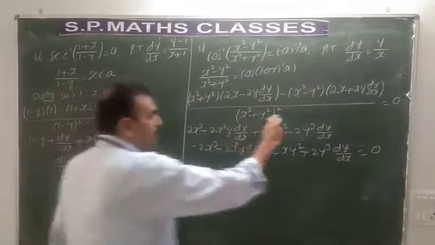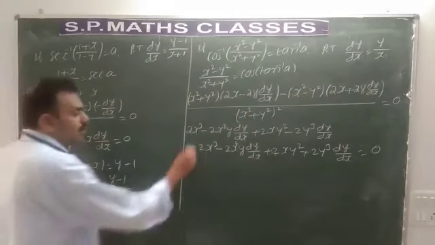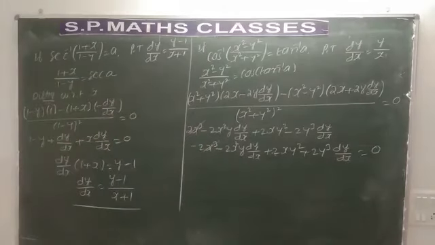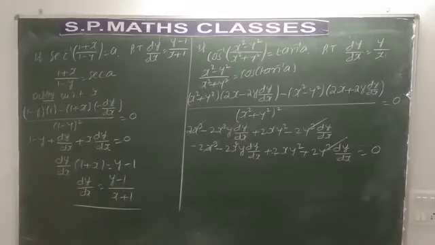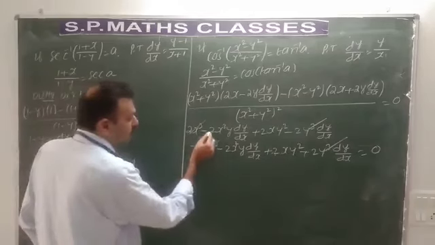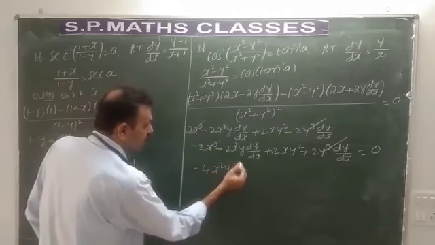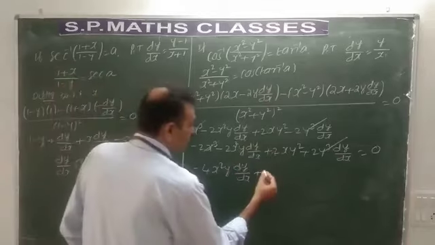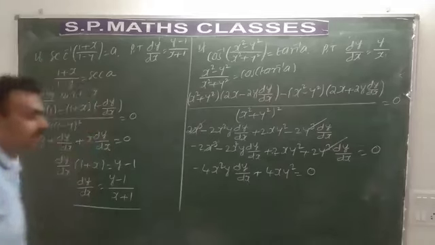See, this (x squared plus y squared) the whole square, when cross multiplied, becomes 0. So what happens now? 2x cube cancels. Then minus 2y cube plus 2y cube cancels. So what are the remaining terms? Take minus 2x squared y minus 2x squared y, minus 4x squared y into dy by dx, plus 2xy squared plus 2xy squared, 4xy squared is 0.